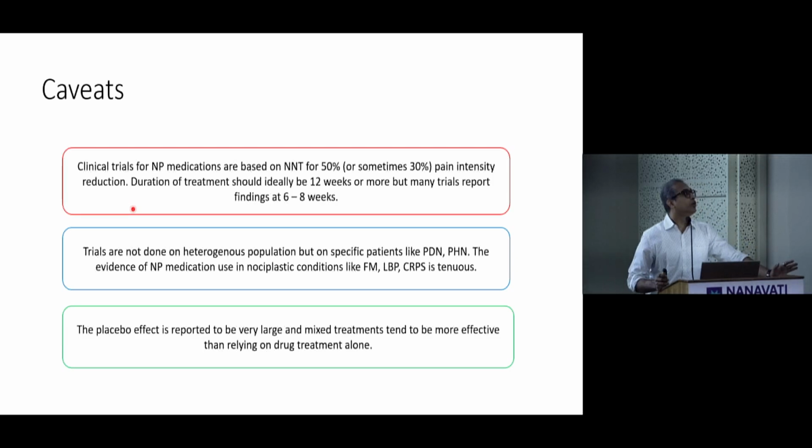There are few things that we need to know when we are using neuropathic pain medications. All the trials are done on numbers needed to treat. Because of that reason, the trial endpoint is generally 30% or 50% pain reduction. It's never more than that. The duration of treatment, most of the trials don't go up to 12 weeks, which is actually required for a drug trial to be deemed successful for neuropathic pain. It's done much lesser than that, so be aware of these kind of things.